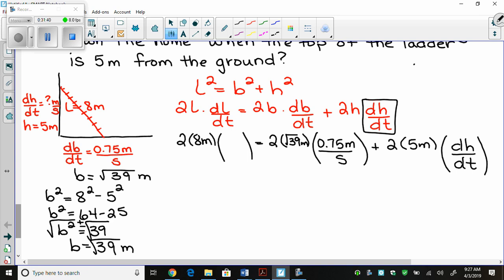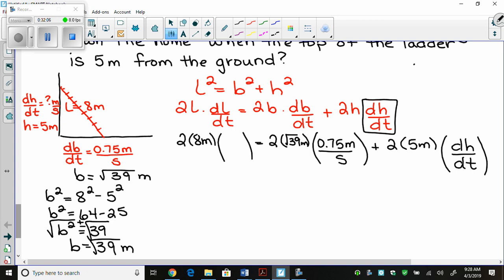Now all we need is the change in rate of the ladder. So the ladder changing in rate from meters to meters per second. What rate does the ladder change in length as it slides down or up? Trick question. It doesn't, right? The ladder doesn't change length. It's the same length the whole way through.